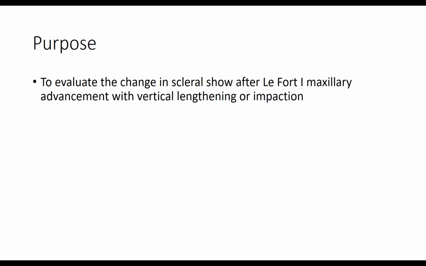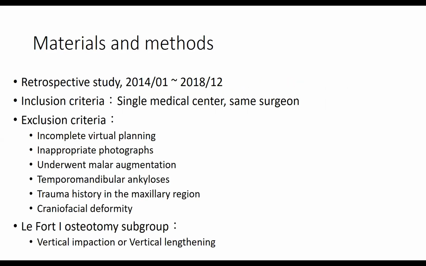Scleral exposure alterations resulting from soft and hard tissue changes after orthognathic surgeries have been thoroughly investigated. However, only a few retrospective studies have explored the differences in such alterations following different types of Level 1 osteotomy. Thus, the purpose of this study is to evaluate the change in scleral shell after Level 1 maxillary advancement with vertical lengthening or impaction. It is a retrospective study from January 2014 to December 2018.